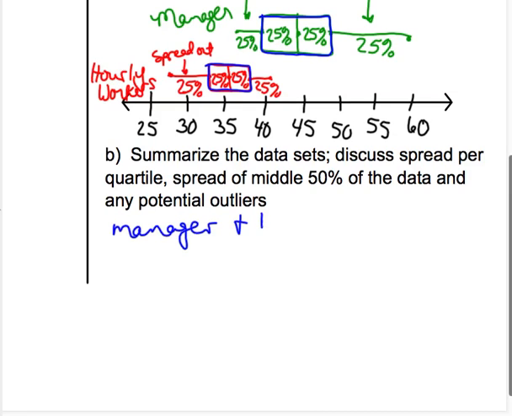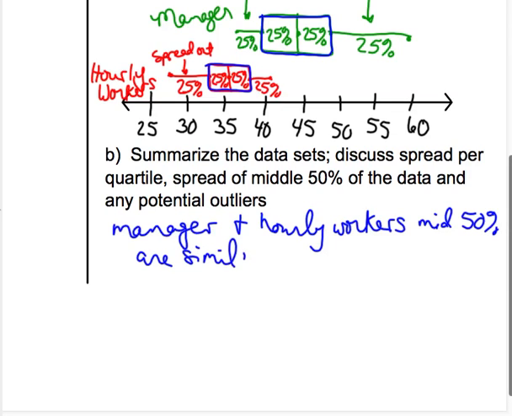I'm going to say, okay, so the manager and hourly workers' middle 50% are similar. So the data set, the boxes aren't a lot wider. One of the boxes isn't a lot wider than the other. So the middle 50% of the data is similar or consistent. So they seem to work a consistent amount of hours per week. However, as we noticed, the manager's box is slightly bigger, so they have a slightly bigger variation than the hourly workers.